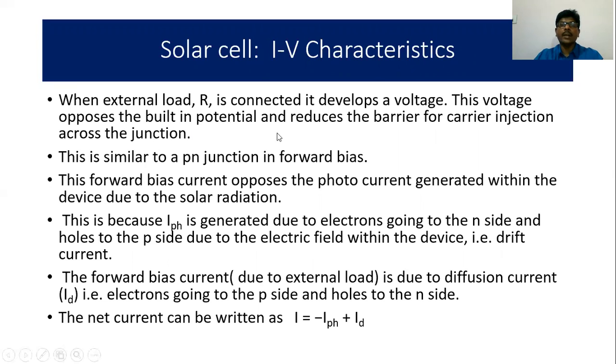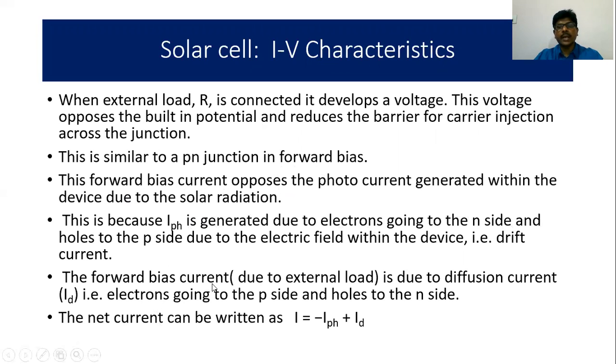When external load R is connected, it develops a voltage. This voltage opposes the built-in potential and reduces the barrier for carrier injection across the junction. This is similar to a PN junction in forward bias. This forward bias current opposes the photocurrent generated within the device due to the solar radiation. This is because IPH is generated due to electrons going to the N side and holes to the P side due to the electric field within the device, that is drift current.